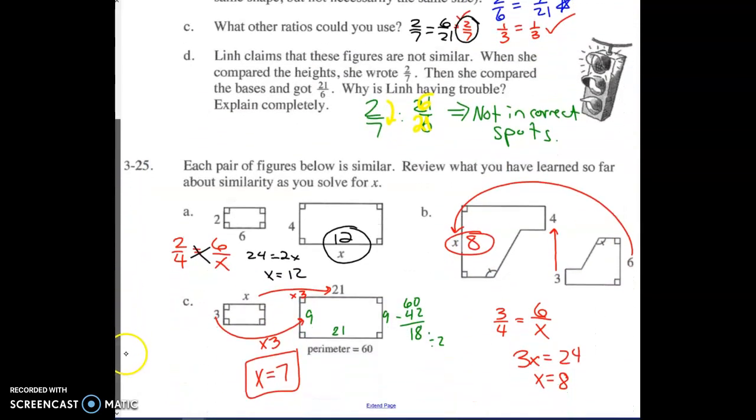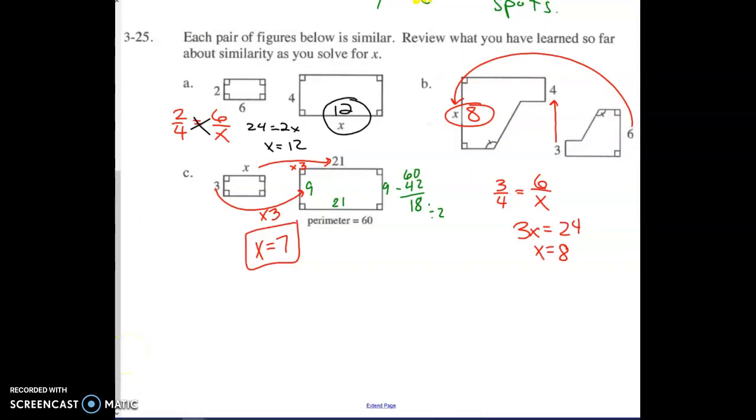Here are the answers for 25 as well. A couple of different methods I used, but hopefully you and your team found a method that works for you. In letter A, x is 12. In letter B, x is 8. And in letter C, x is 7. Notice I got that by taking my perimeter and splitting it up into 21 and 21. And so there's 18 left. Dividing that by 2, I get 9. Again, we can pause here if we need to copy anything.